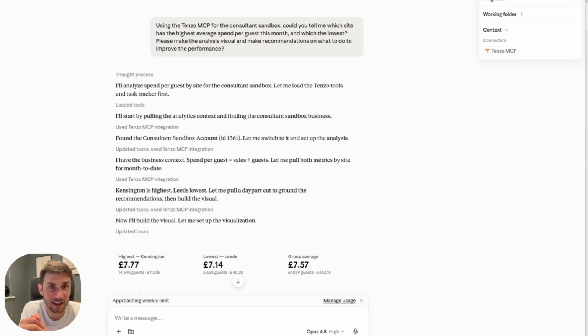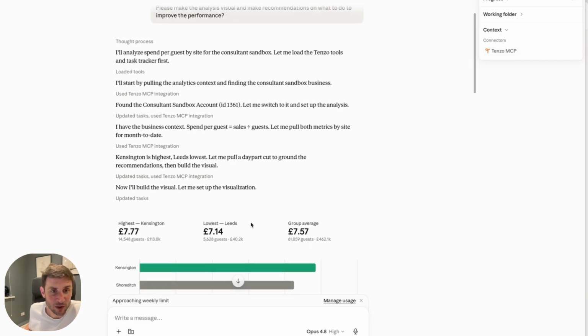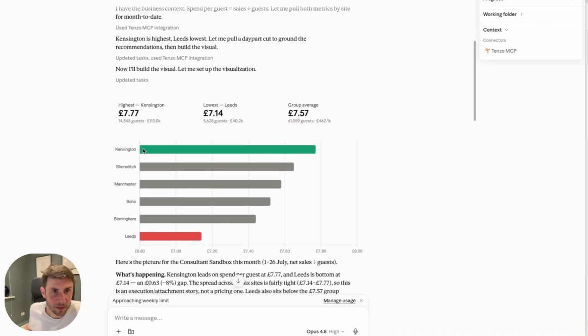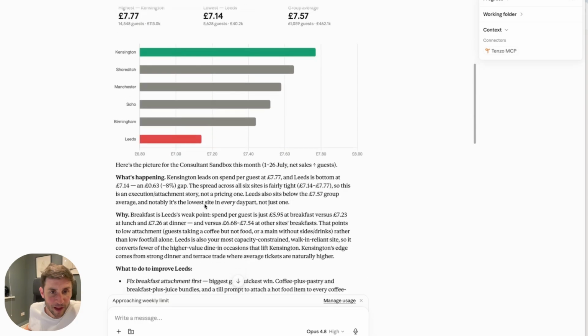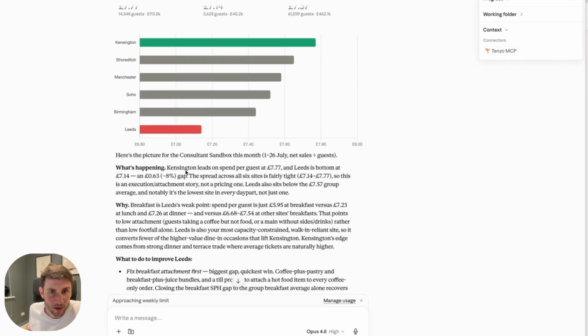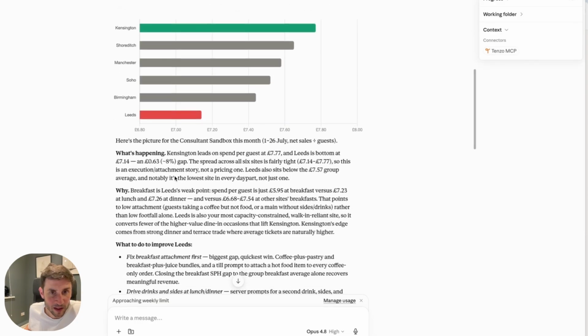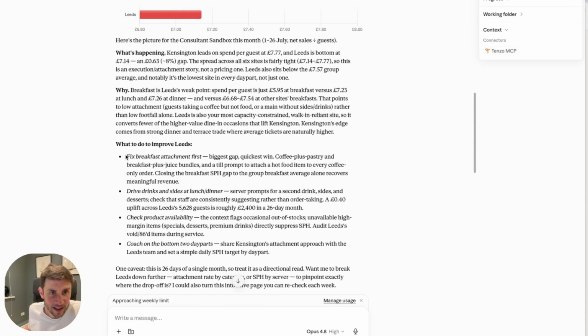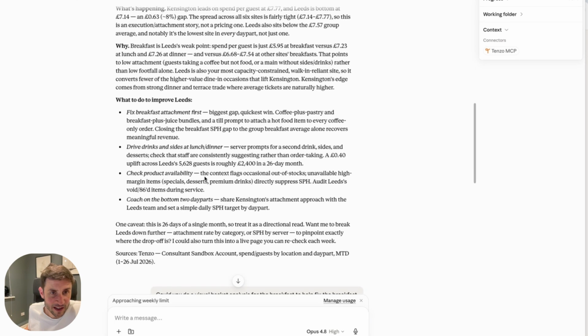Here I've asked it to look at all the sites and tell me which one has the average spend per guest the highest and the lowest, and to make this analysis visual and suggest what we should do to improve it. Clearly it's built me a little graph here, showing me Kensington's the highest, Leeds is the lowest, and then it will go in and explain why there's this difference between Kensington and Leeds. Interestingly, it will suggest how to improve Leeds. The first thing it's suggesting is fix breakfast attachment, drive drinks and sides at lunch and dinner, check product availability, and coach on the bottom 2 day parts.